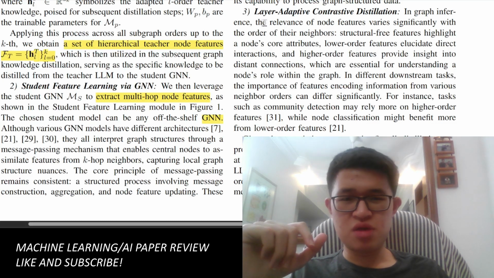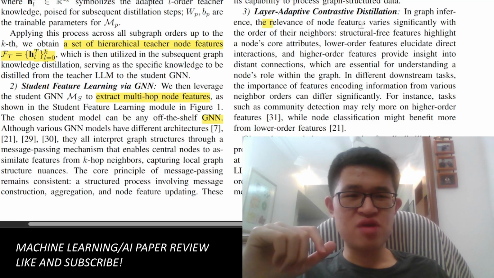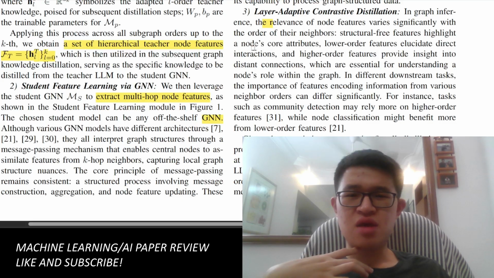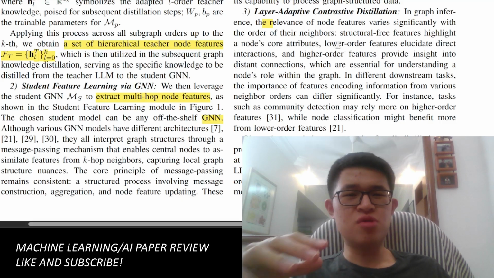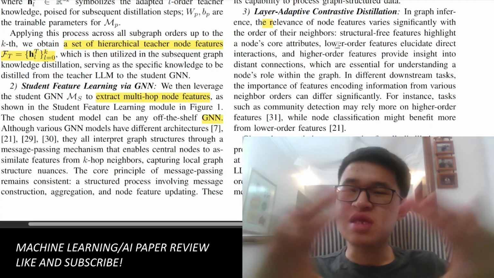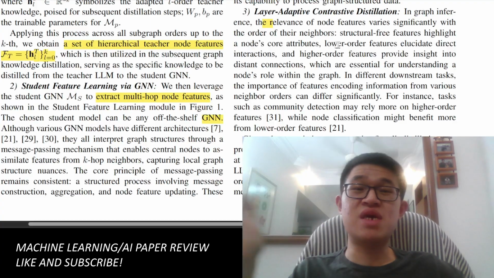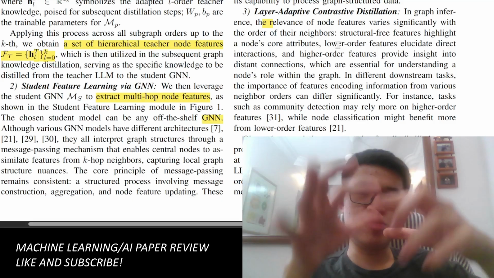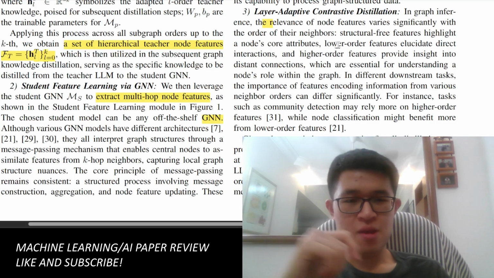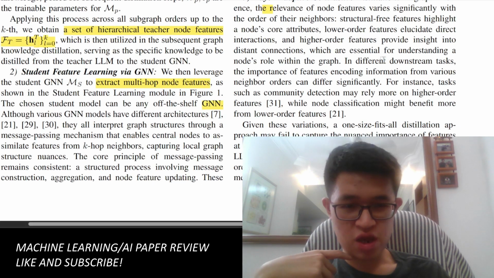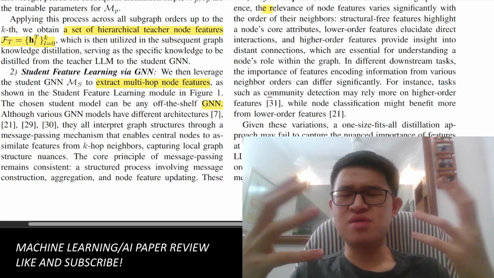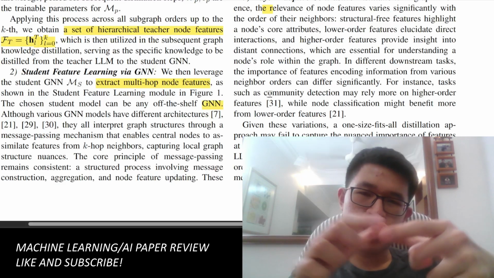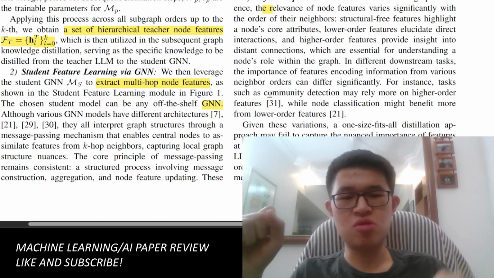So, here's what they have to say. The relevance of node features varies significantly with the order of their neighbors. Structural free features highlight a node's core features. Lower order features care about the immediate interactions, and as you get higher and higher, it covers a lot more parts of the entire graph. So it's essentially from local to global information extraction. That's great, but different tasks require different orders of features. Some need more specific local information, while others require global information.